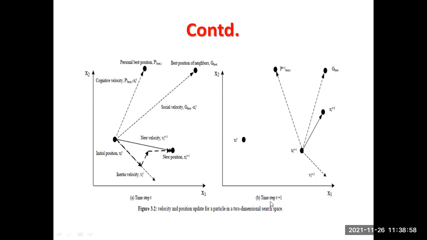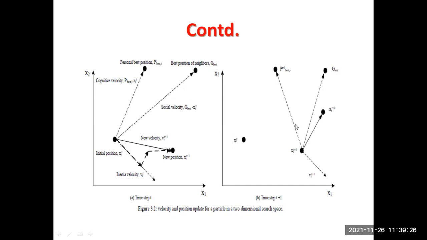After time step t plus 1, the positions come this way. This is the xi part, that means the position of the particle. This is the initial position. This is the position after t plus 1. At t plus 1, there is a velocity component, vi t plus 1. Then this is xi t plus 2, that means after the second iteration. Then this is the G best and this is the personal best at t plus 1.